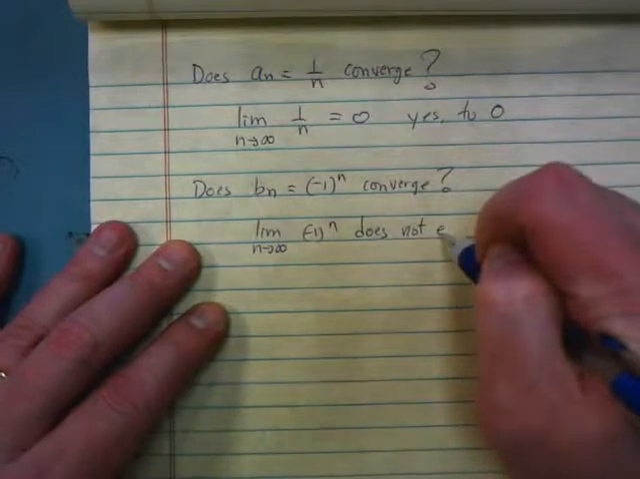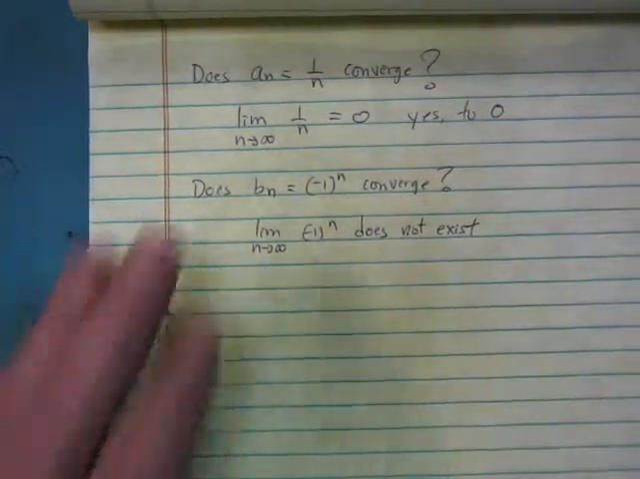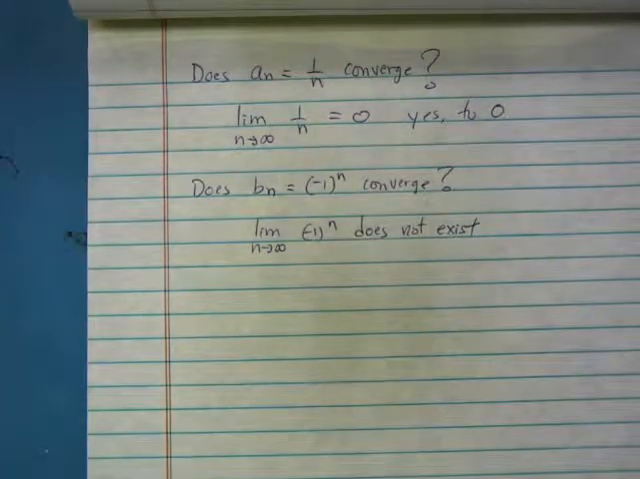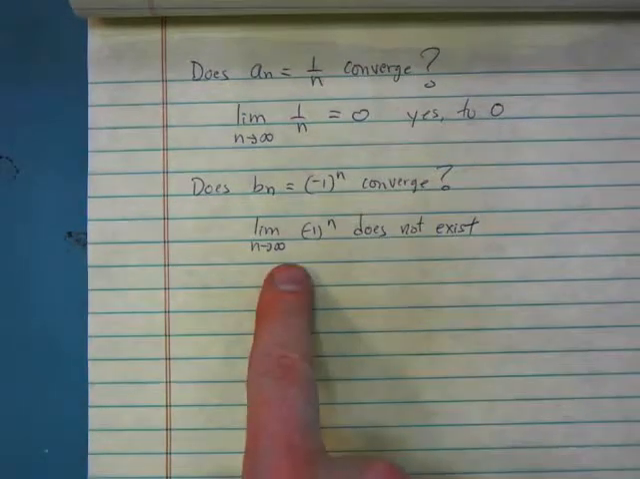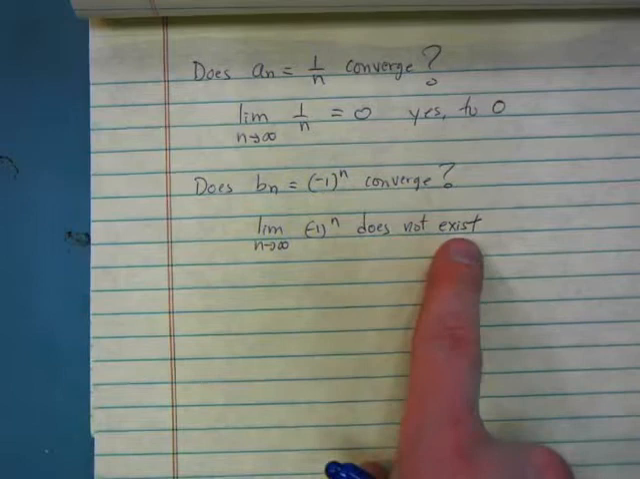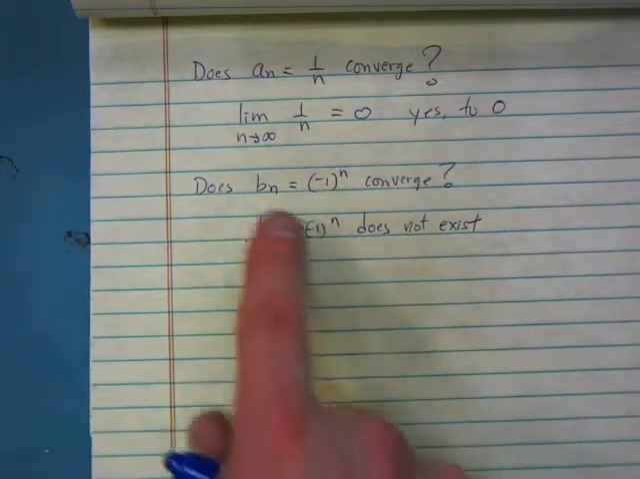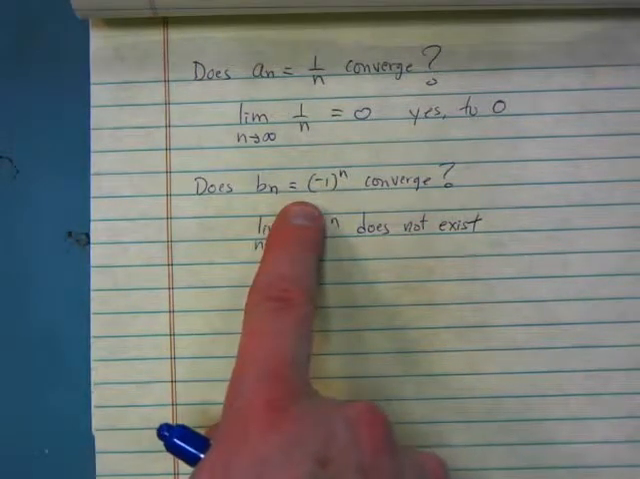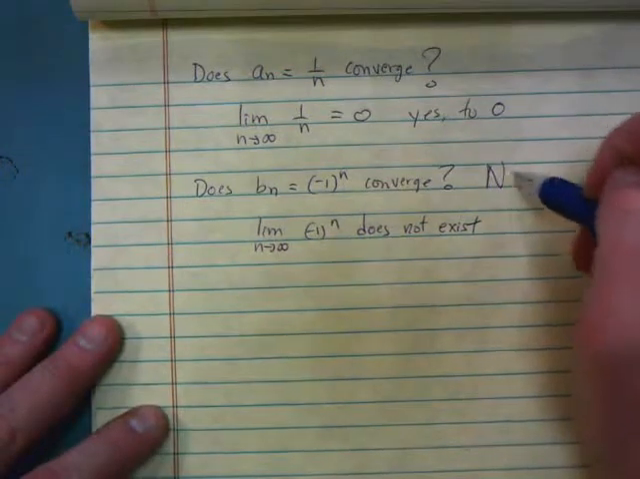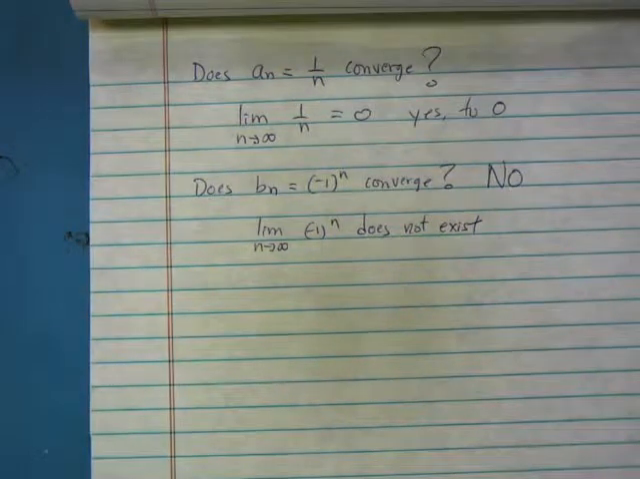So you wouldn't want to say infinity. It's not infinity, is it? So we would just say the limit as n goes to infinity of negative 1 to the n does not exist. So the final answer is, does this sequence converge? No.